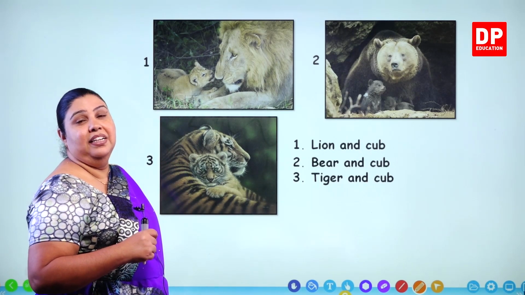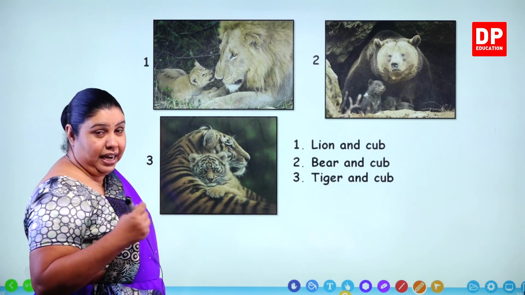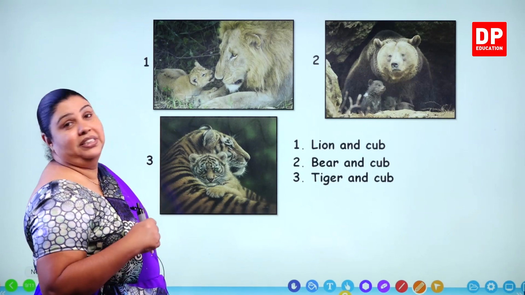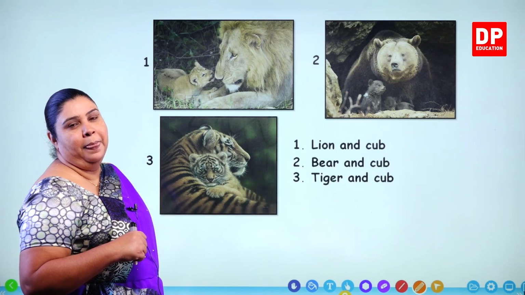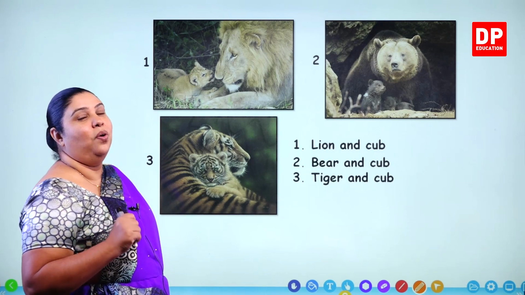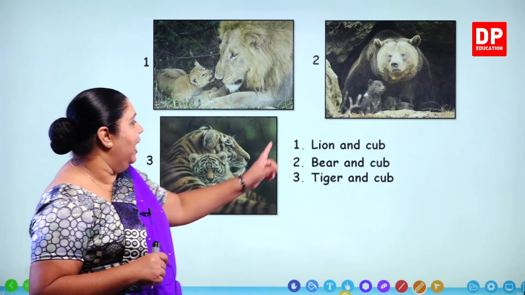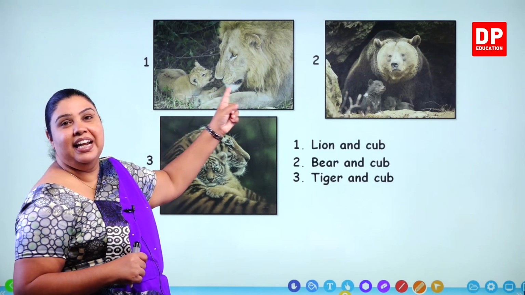Look at the first picture. It's the lion. Lion is the king in the jungle. The lion is called the king of the jungle. So now here can you see the baby lion? Who is the baby lion called? The baby lion is called a cub. Lion and cub. Can you see the first picture? The lion and the cub.